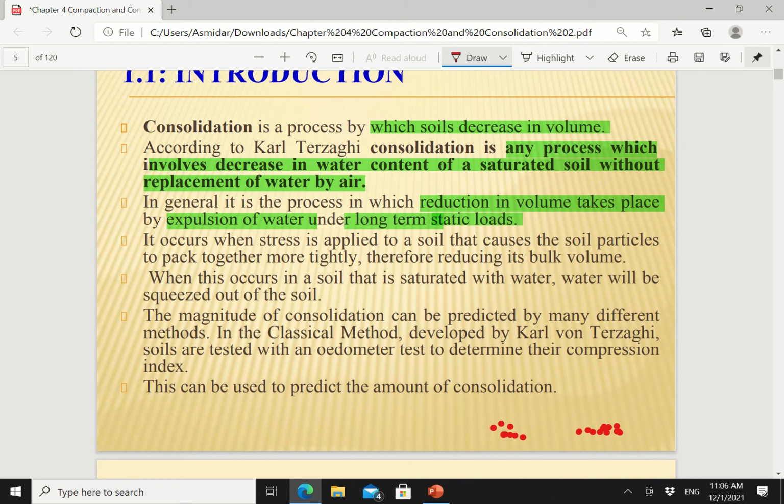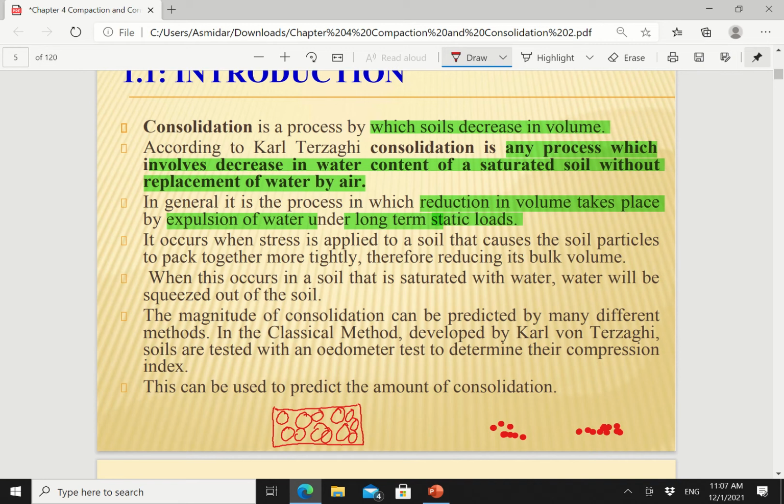For the detailed explanation, you can use the definition from Karl Terzaghi. Karl Terzaghi defined consolidation as any process which involves decrease in water content of a saturated soil without replacement of water by air. So what you want to see is this is your soil in initial condition. We know that inside the soil are soil particles, and in those empty spaces there is actually water and air. Some portion will be water and some portion will be air.